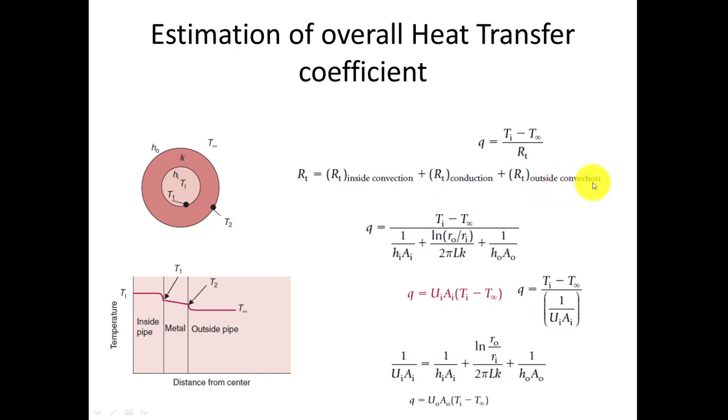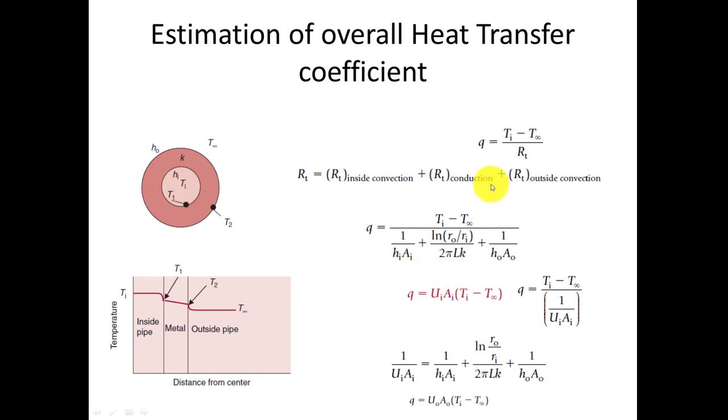So this total thermal resistance RT will be equal to RT inside convection, RT conduction, and RT outside convection. If we sum these three, then for RT inside convection it will be 1 upon Hi Ai. For this tubular pipe we have learnt that the value of RT conduction is natural logarithm of Ro upon Ri divided by 2 pi Lk, plus 1 upon Ho Ao. This is the RT value for the convection that is taking place outside the pipe.